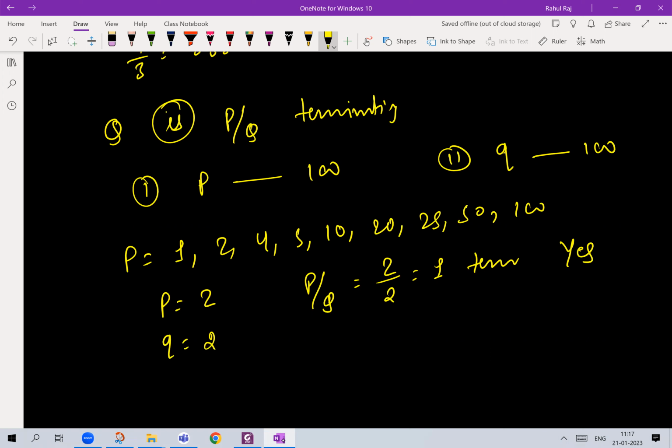Simple. And yes and no situation in respect to what? In respect to the question. My question is asking: is P by Q a terminating decimal? Option number 1 says P is a factor of 100. I have written all the numbers that I can take for P. These are factors of 100. Now I have no idea about Q.